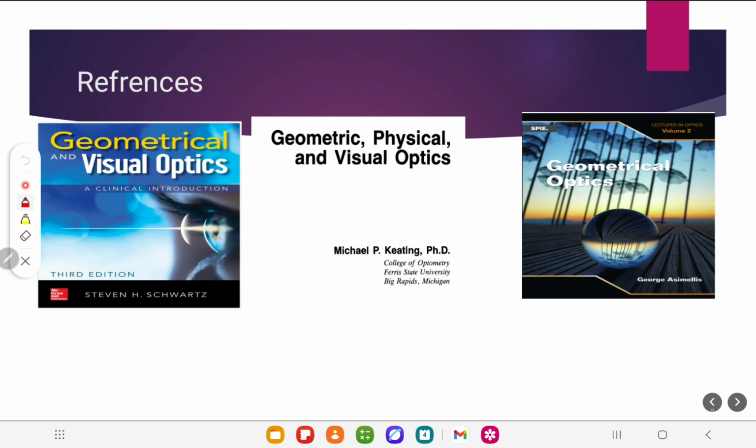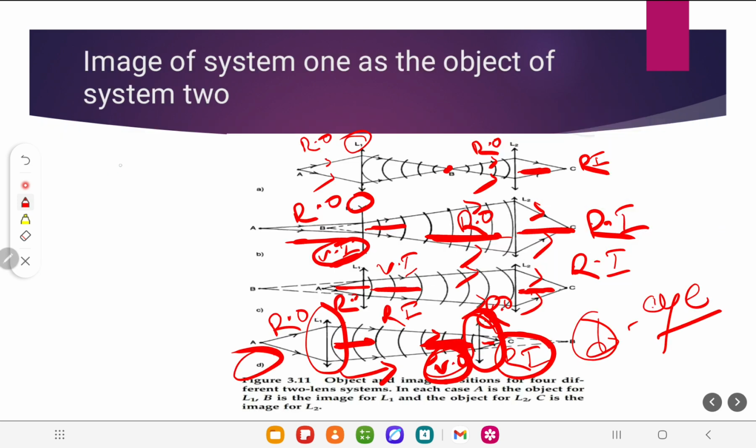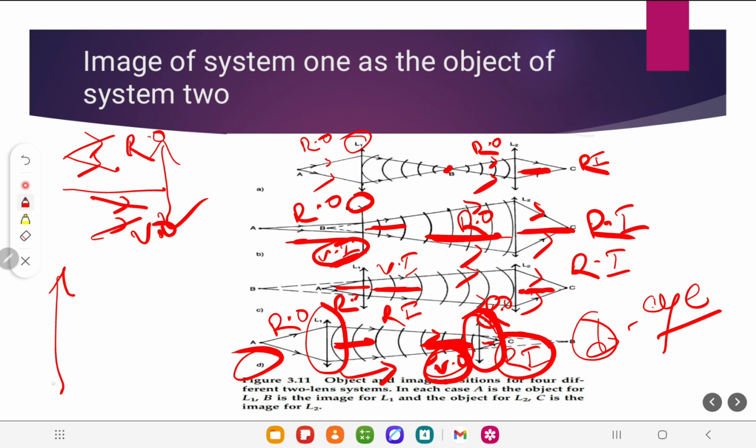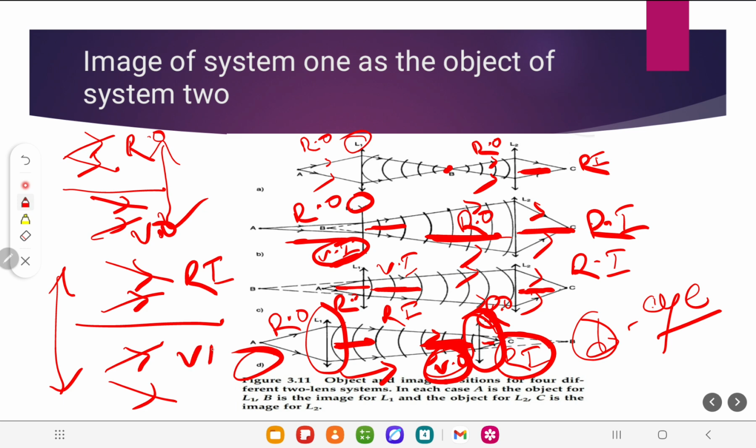Okay, so let me recap. If it is a lens, and in object space light diverges, it's simply a real object. If in object space light converges, then it's simply a virtual object. Now this is image space. In image space, if light converges and forms the image, it's a real image. In image space, if light diverges and forms an image, it's a virtual image.